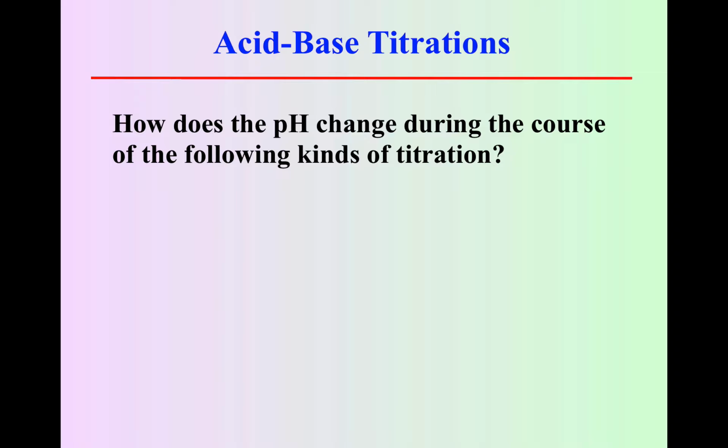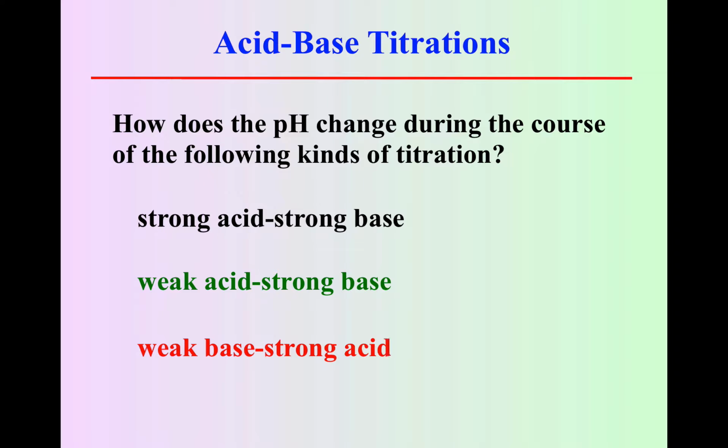So how does the pH change during the course of the following titrations? What we're going to do is titrate a strong acid with a strong base, a weak acid with a strong base, and a weak base with a strong acid. All right, so we're going to look at these three different types of titrations and how they're treated. The easiest one is strong acid and strong base.